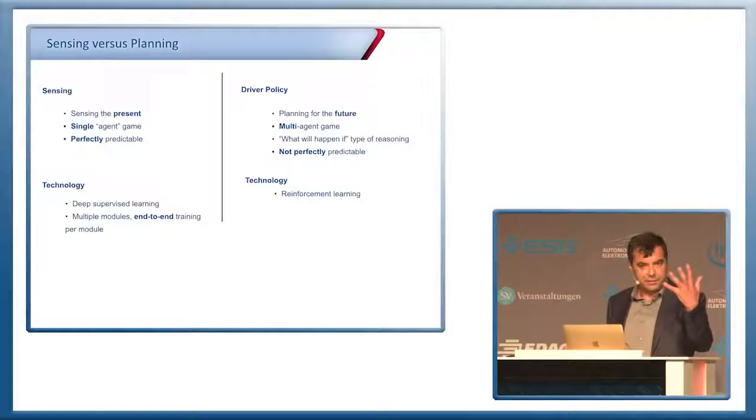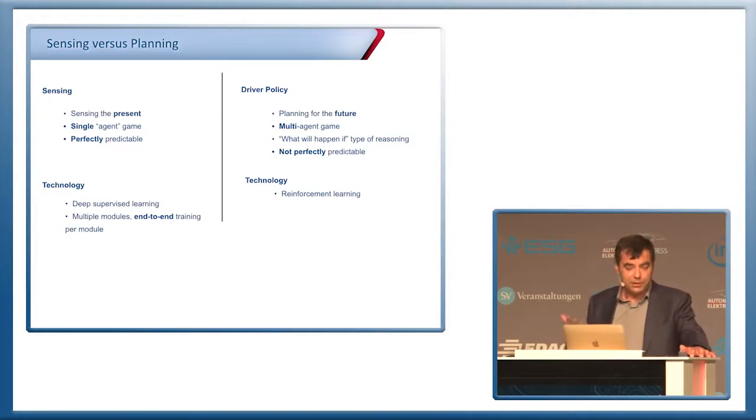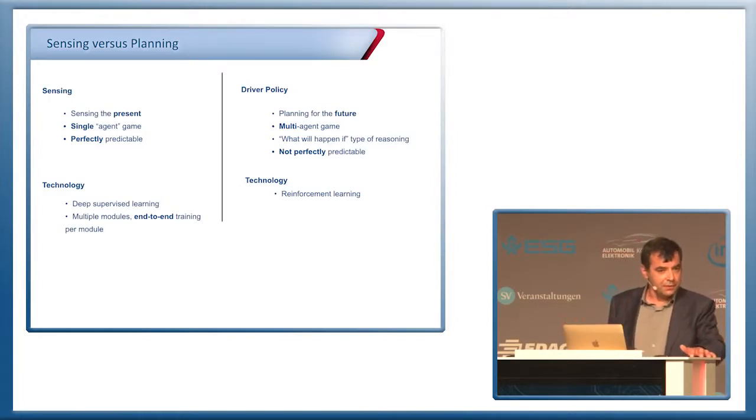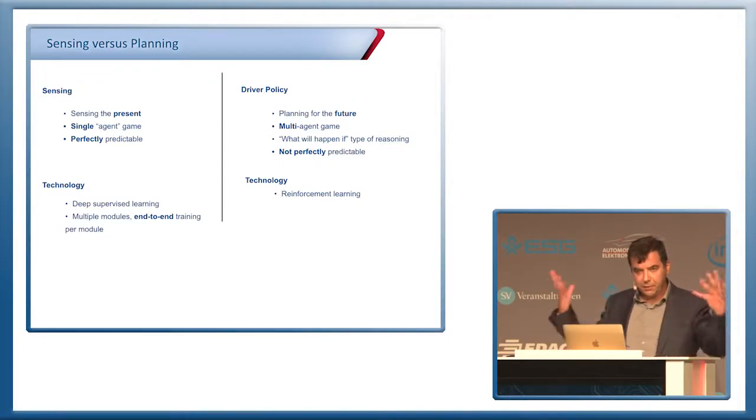It's a single agent game. It's only me on the road. And it's perfectly predictable. That means if you give me enough input-output examples, I can put in a machine learning algorithm that will learn how to predict, given an image, given sensory information, where all the objects are. What is the technology? The technology is deep supervised learning. It's part of machine learning. Today it's very, very popular to talk about that, but this is really the tool of sensing the present.